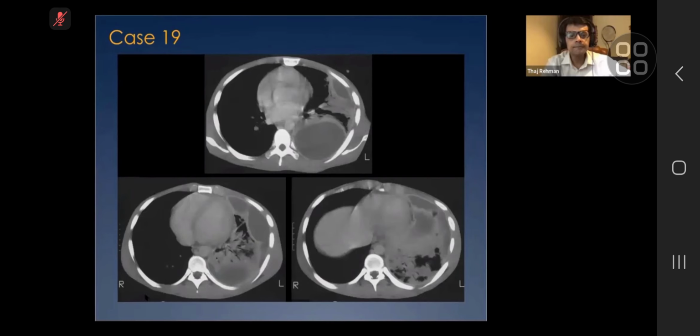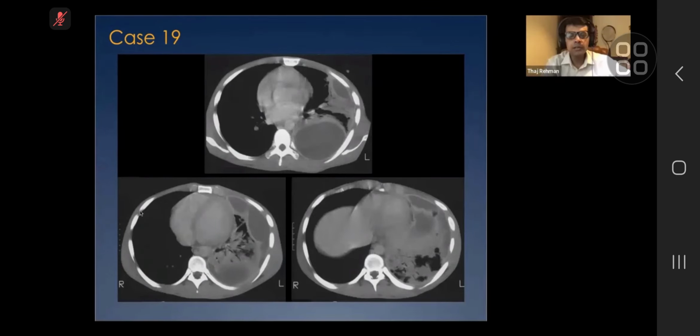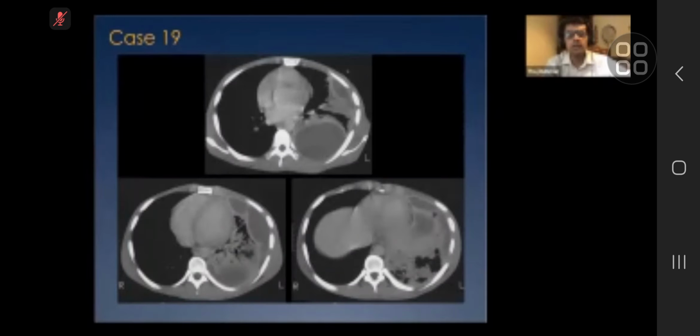Next case. CT axial slices, which demonstrate empyema of the left lung. Yeah, it is empyema, with a sign. Correct, so this is empyema with the split pleura sign. Around it there is consolidation and collapse of the lung.